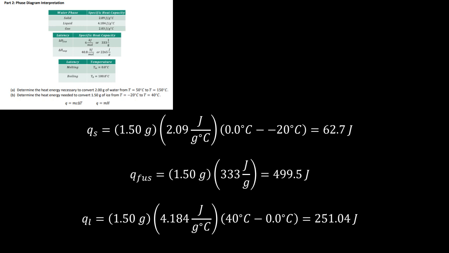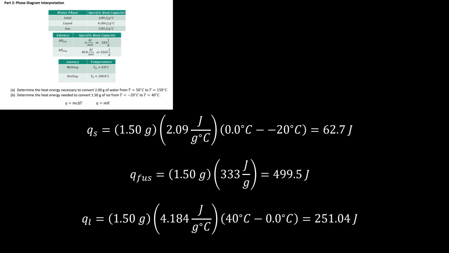Since we're starting out in the solid phase, Q sub S will equal 1.5 grams multiplied by 2.09 joules per gram degree Celsius, the specific heat capacity while in the solid phase, times the temperature range. We're starting at negative 20 degrees Celsius. The highest we can get it to is 0 degrees Celsius. So 0 minus the negative 20, or 0 plus 20, ends up giving us 62.7 joules of energy to raise our solid sample up to 0 degrees.